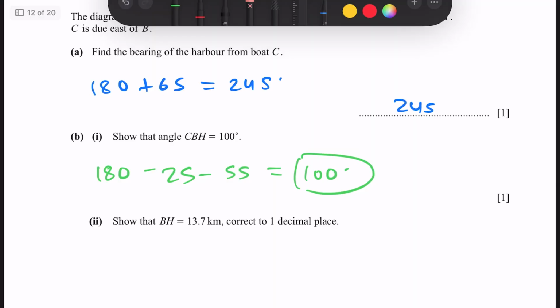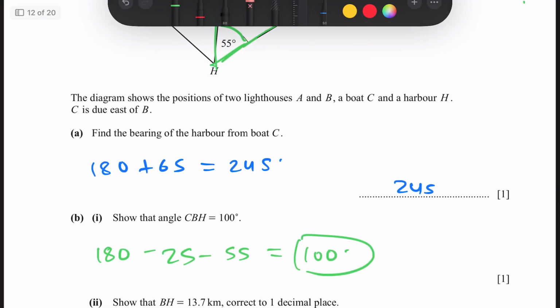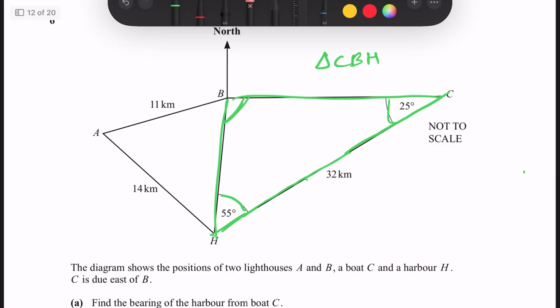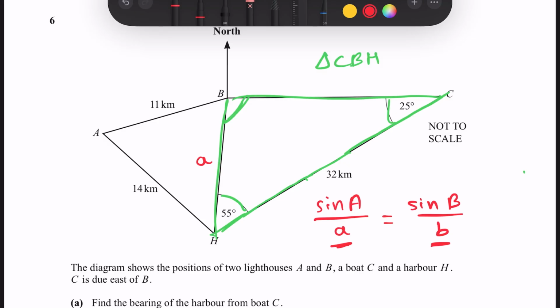Now B II says to show that BH is equal to 13.7 kilometers. Now this in turn makes use of our sine law, which says that sine A, where A is the angle, divided by a is equal to sine B divided by b, where small a and small b represent lengths, while capital A and capital B represent angles. So in this case, if we treat this as side small a, its angle would be the opposite angle, the angle that it's not in contact with. So if this is b, then this would be capital B, and so forth.